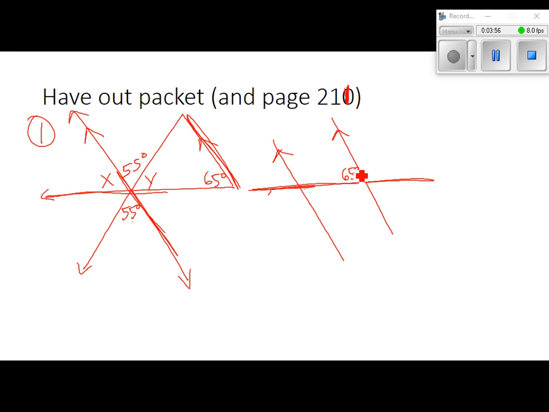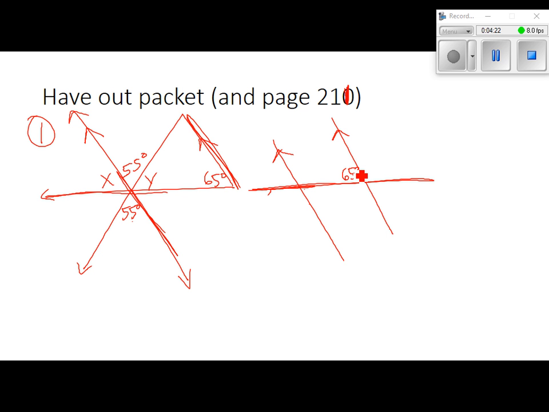Alternate exterior. Give me a pair of alternate interior angles. 4 and 6. Everybody agree with that? Yep. Angle 4, angle 6. What's another pair? 3 and 5. Remember, with alternate interior angles, if I trace them, what happens? Anytime you trace alternate interior angles, they form a Z.